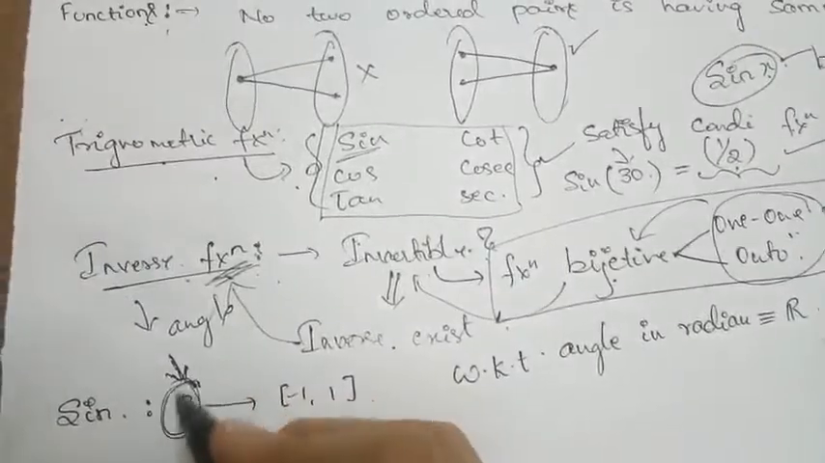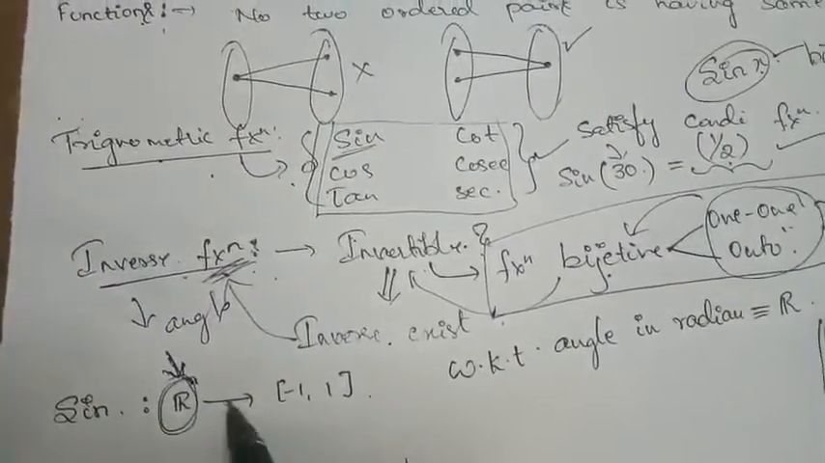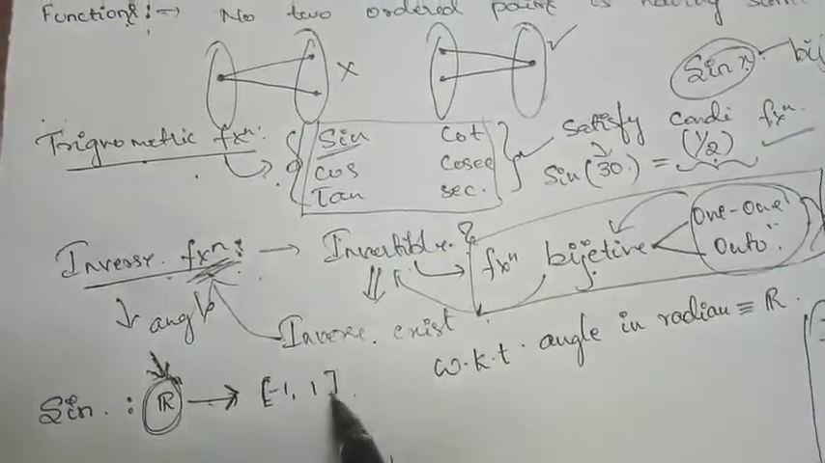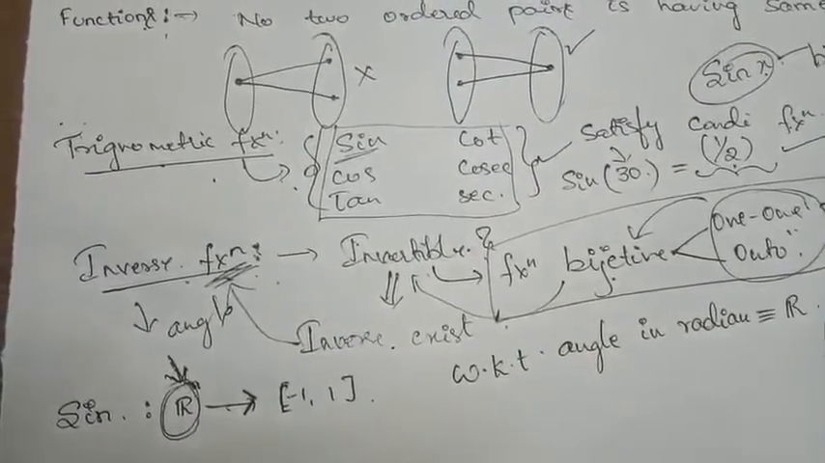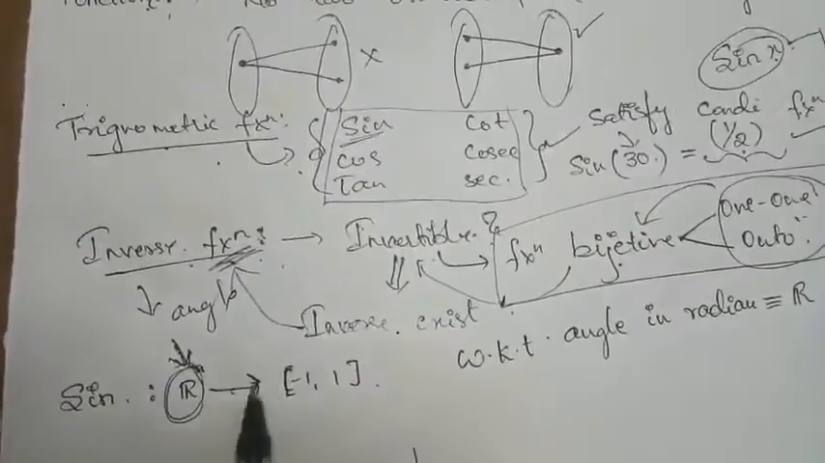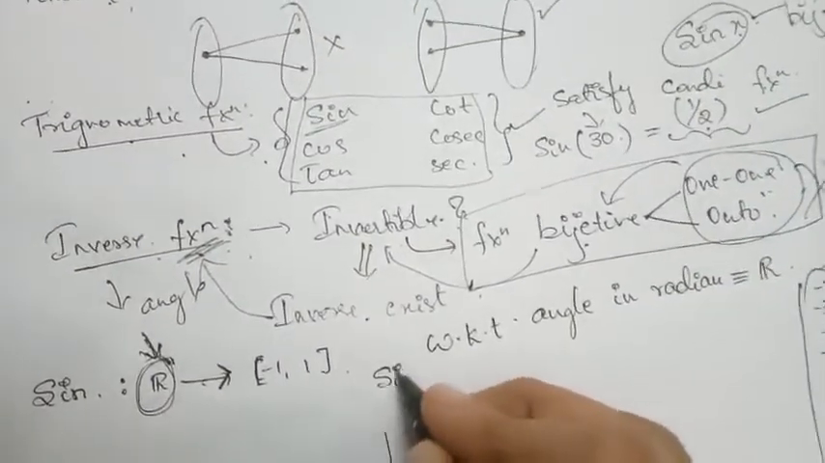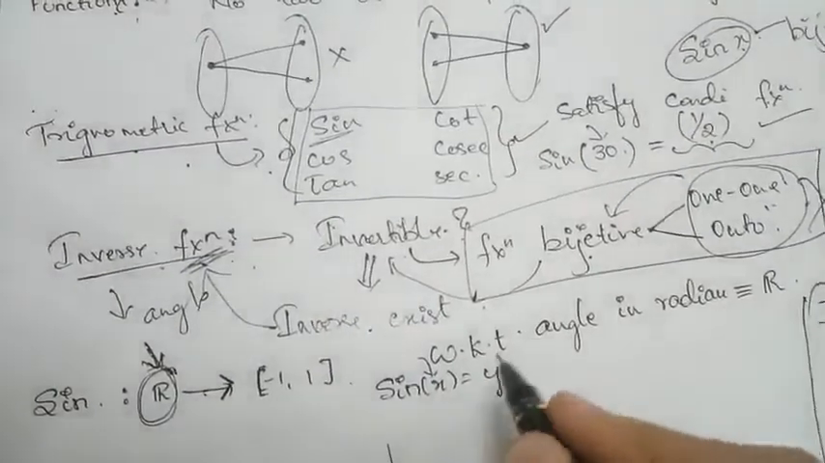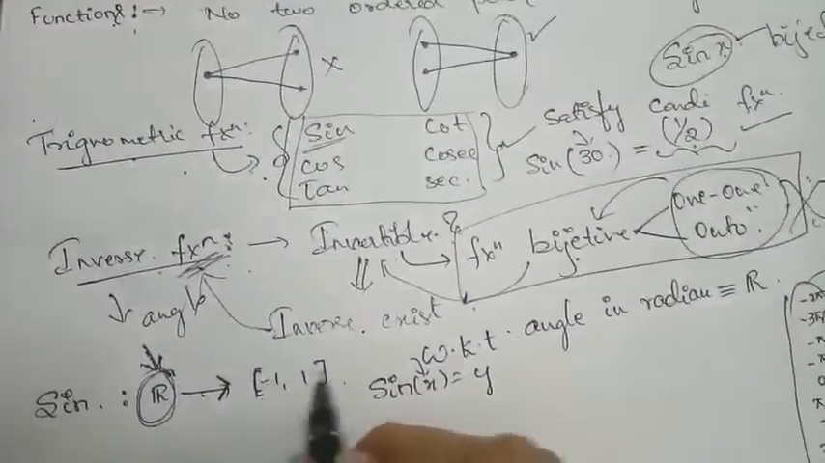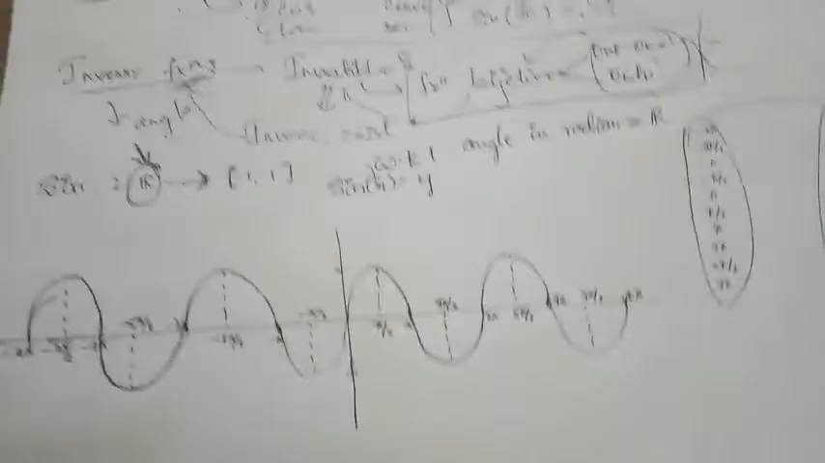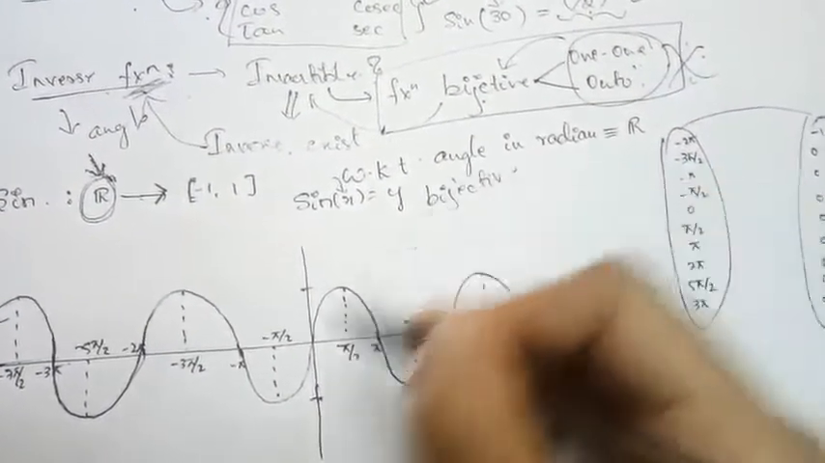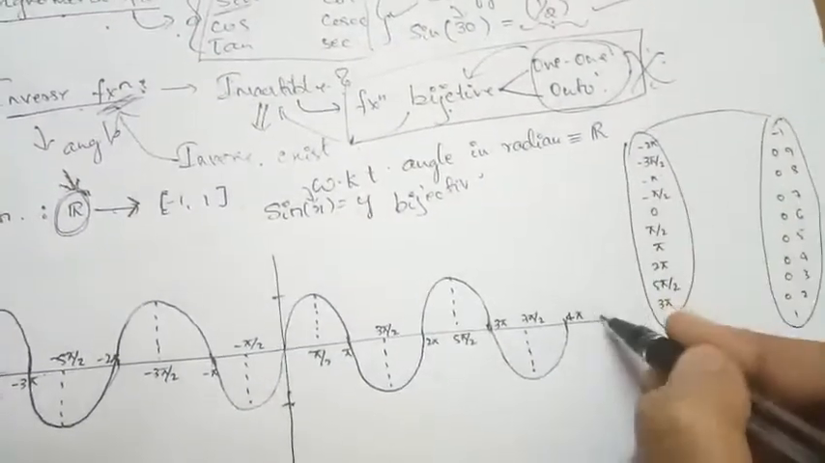So if we input the angles in radians from the set of real numbers, its range is what? Its range is limited to -1 to 1. So this is the domain and range which we commonly know for the sine function. So what happens? sin x is equal to y. If we input any angle, we are going to get one value which lies within the range -1 to 1. Now let us understand whether the sine function is bijective or not, in terms of both mapping as well as the graph.